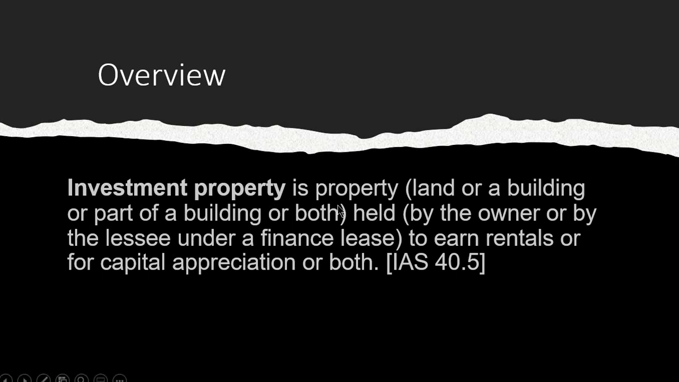So for this definition, an investment property must be a land or a building. Meaning, our investment property should be immovable. So it is clear that only immovable properties, specifically land or building, can qualify as an investment property. Or it can also be part of a building or both.